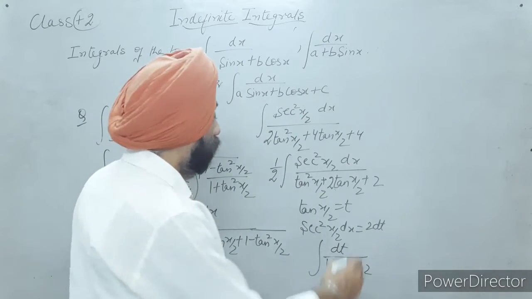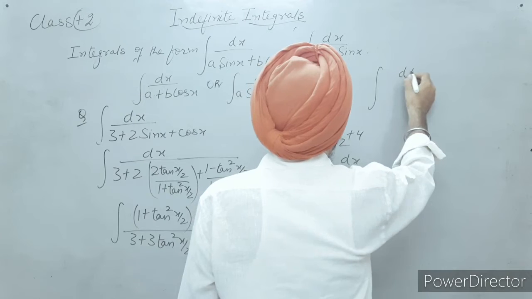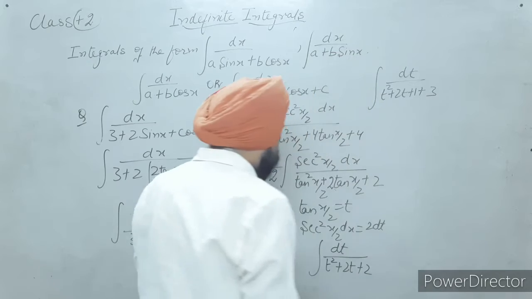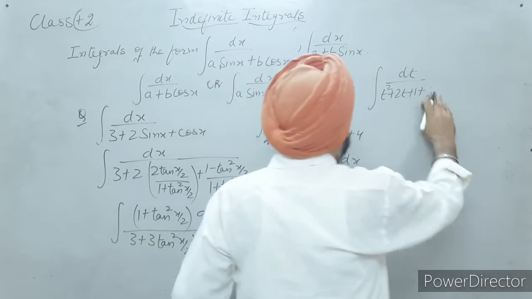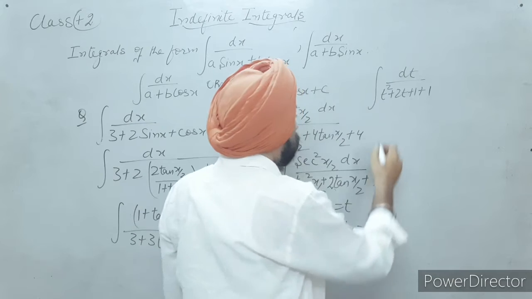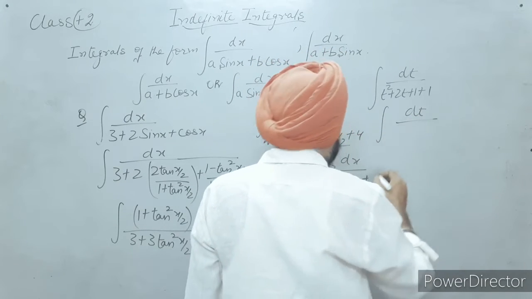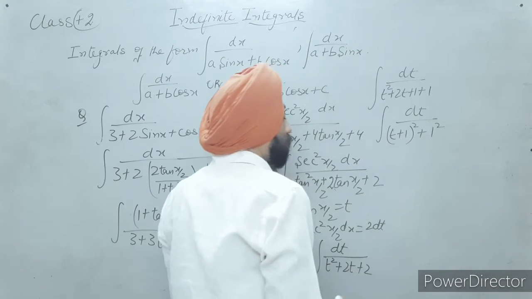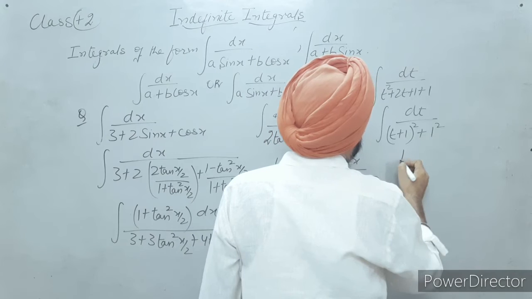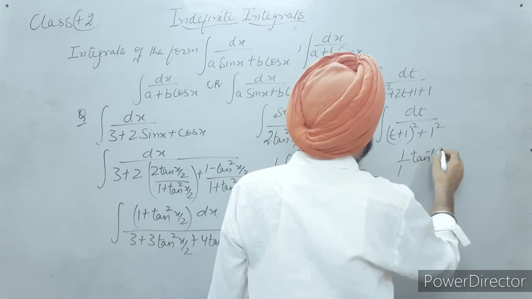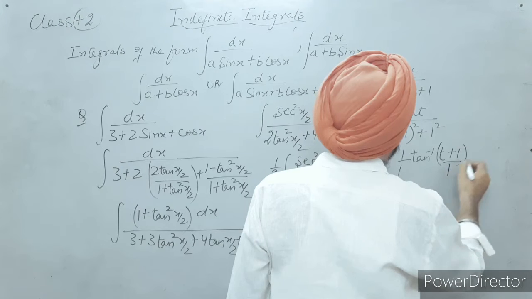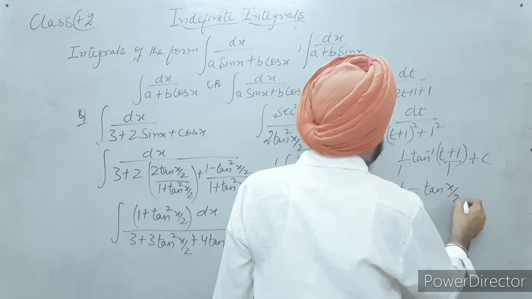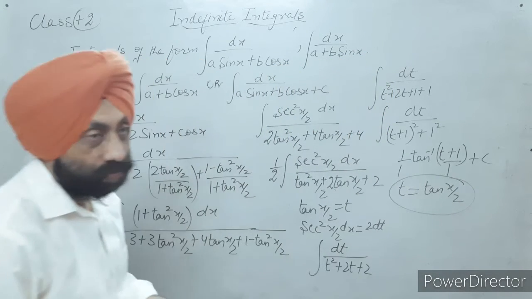Complete the squares and solve. It will be dt upon t square plus 2t plus 1 plus 3. What I have done, I have added 1 and subtracted 1. Right? I get this. So it becomes dt upon t plus 1 whole square plus 1 square. It is x square plus a square. Again, 1 over a tan inverse x upon a plus c, where t was substituted as tan x by 2.